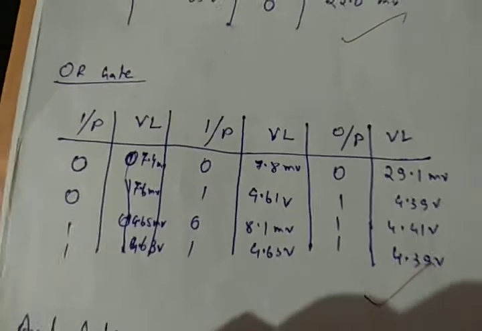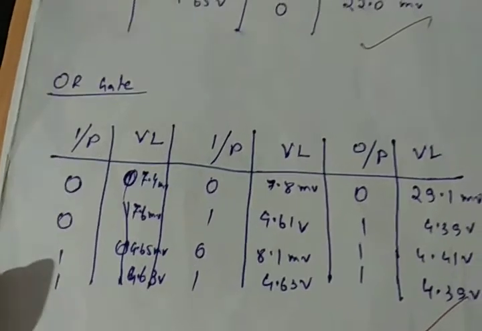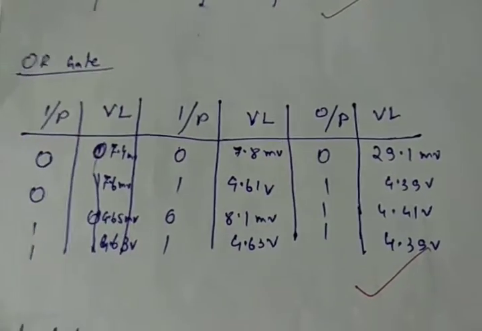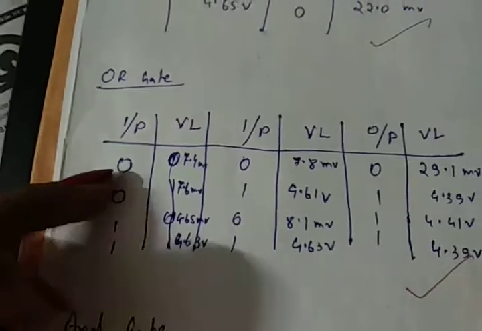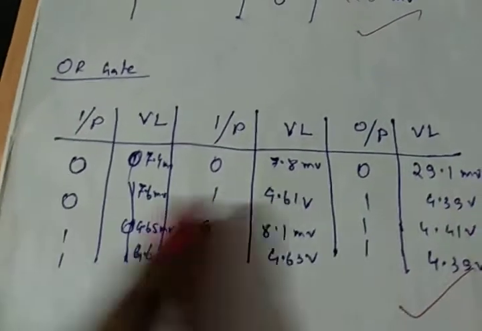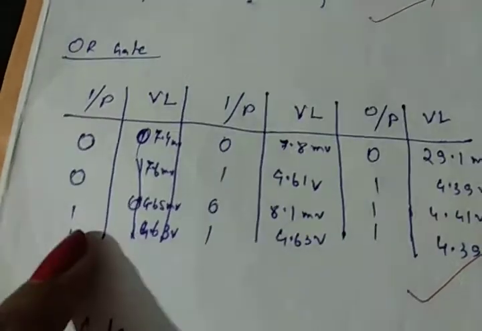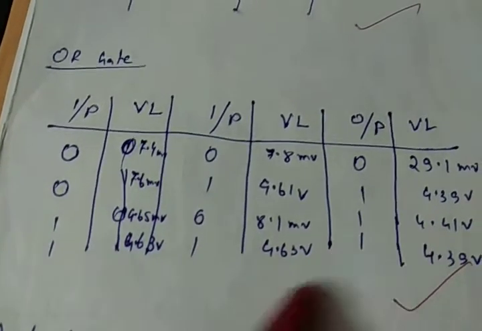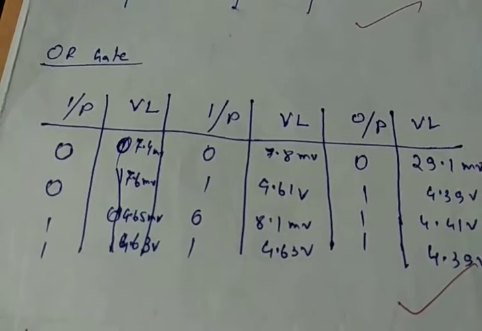Next, the OR gate. Verification of the OR gate table. According to the OR gate table, there will be two inputs. OR gate is a two input gate. Here the two inputs are 0 0. For 0 0, output is 0. For 0 1, it will be 1. For 1 0, it will be 1. Again for 1 1, it will be 1.